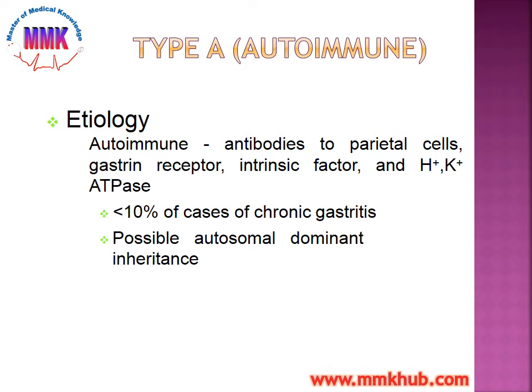Type A, which is the autoimmune gastritis. The etiology includes an autoimmune process in which antibodies are formed against the parietal cells: gastrin receptors, intrinsic factor, and hydrogen-potassium ATPase. Less than 10% of cases of chronic gastritis are autoimmune, and possible autosomal dominant inheritance is suggested.